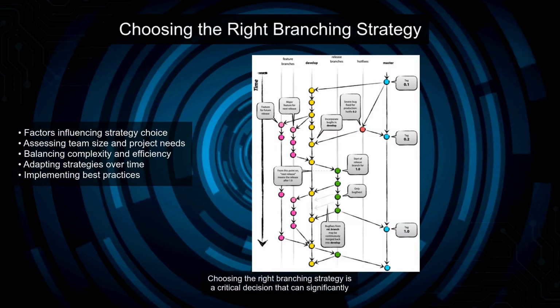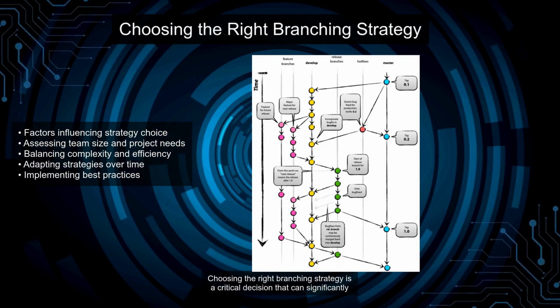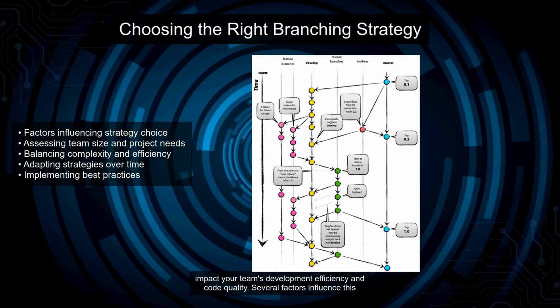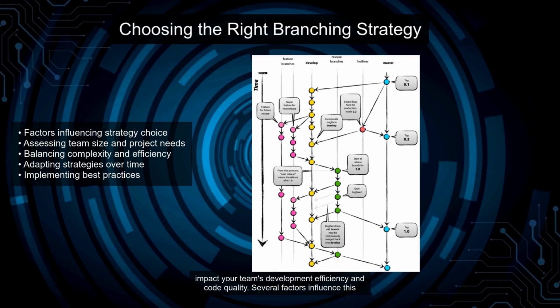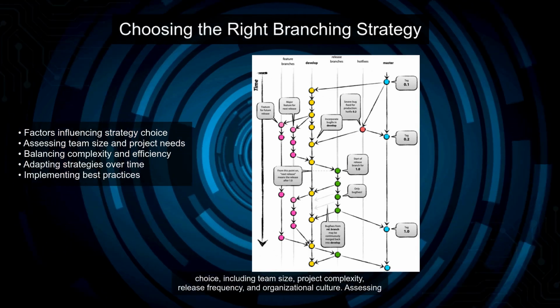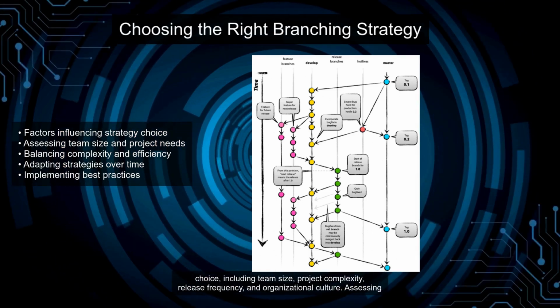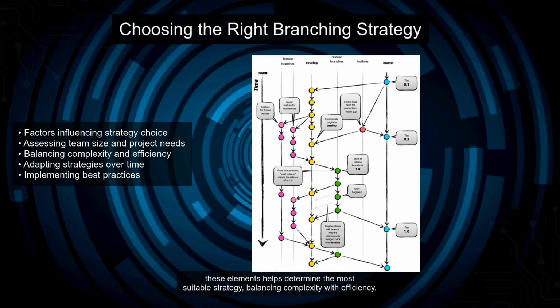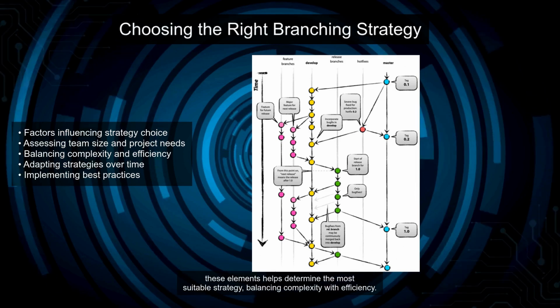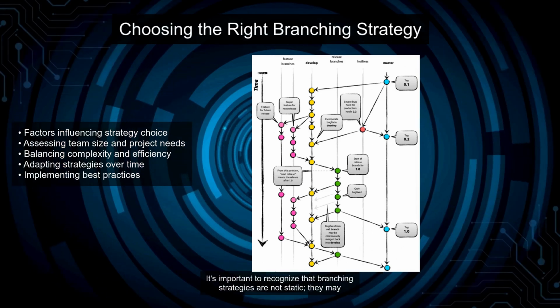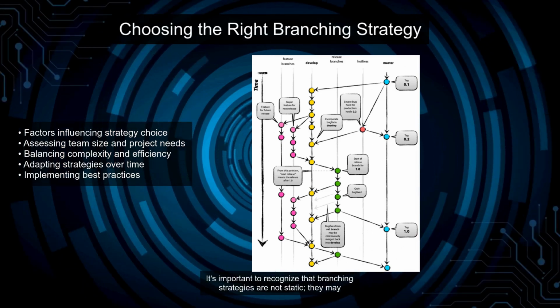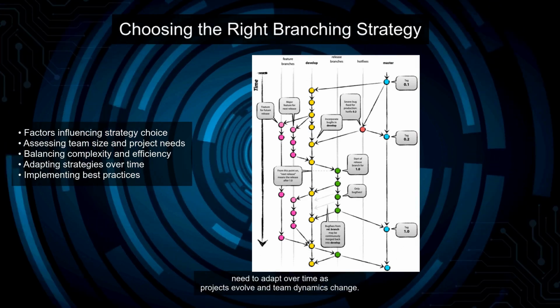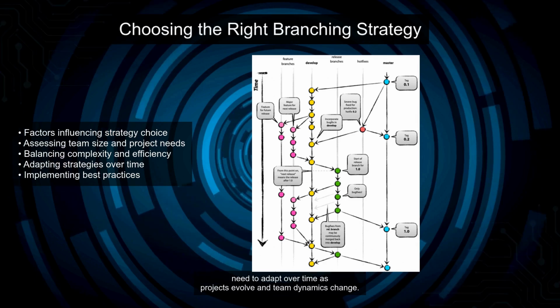Choosing the right branching strategy is a critical decision that can significantly impact your team's development efficiency and code quality. Several factors influence this choice, including team size, project complexity, release frequency, and organizational culture. Assessing these elements helps determine the most suitable strategy, balancing complexity with efficiency. It's important to recognize that branching strategies are not static. They may need to adapt over time as projects evolve and team dynamics change.